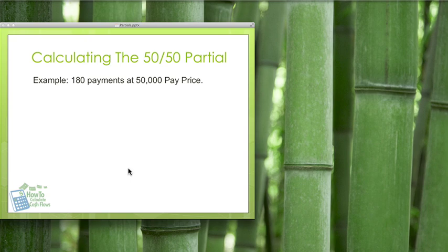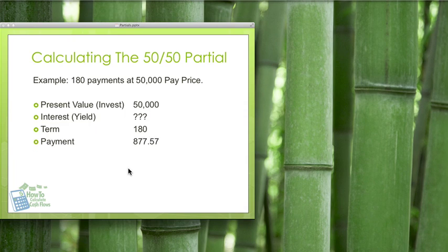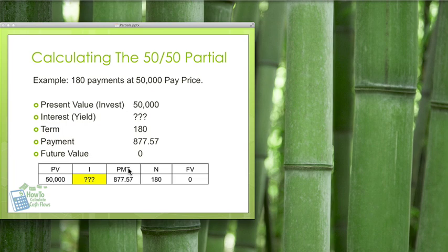So now that we have those common sense disclaimers out of the way, let's walk through this transaction on the calculator. So again, to reiterate, we've got 180 payments at a $50,000 pay price. So we're going to put $50,000 as our PV, or investment amount. We're going to solve for the yield, or I. We have a term of 180 months, or N. The payment is $877.57, and there's no future value. It's just equal monthly payments. And when we put it into our chart, so we have easy reference for our calculation, we see we've got $50,000 in the PV. We're going to solve for I there in the yellow. The payment amount is $877.57, N is 180, future value is 0.